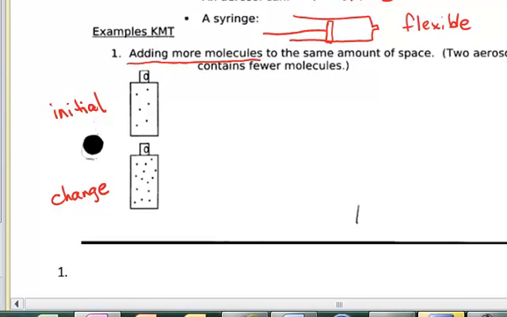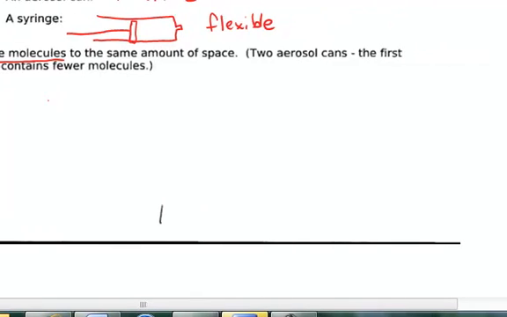So, which variable did I cause to change? Well, I added more molecules. More molecules means that I'm increasing the number of moles of gas. Notice I'm not writing this out in sentences. You can if you want. I'm going to use a little shorthand by using an arrow up indicating increase, N meaning the number of moles.